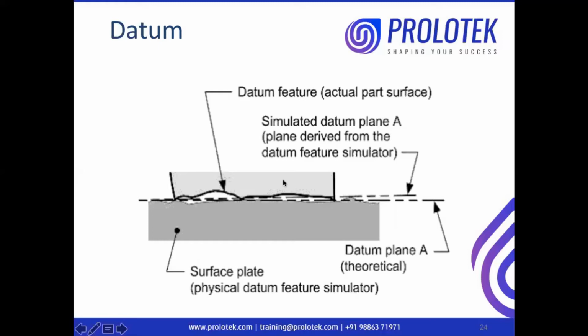Whenever we want to measure, we have to use an instrument which is much more accurate than the surface. That instrument we use for measuring is called a datum feature simulator. When we keep the actual part onto the datum feature simulator, in this example a surface plate, then we create a plane. That plane is the origin of measurement, and it is called the simulated datum plane. Okay, so this is how we give datums, and we take this as a reference for measuring the neighboring surfaces.